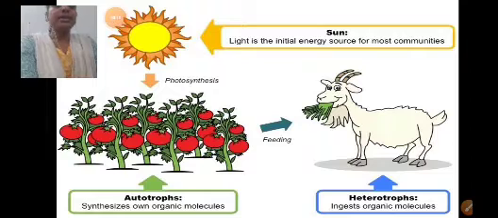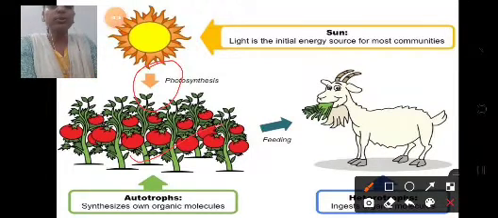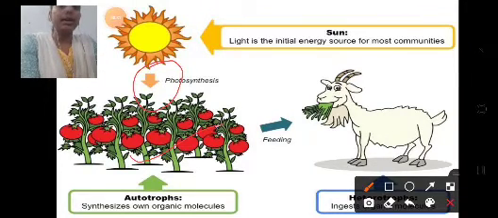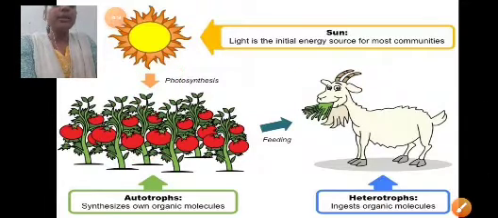Here you can see that the sun is the ultimate source of energy on the earth. Solar energy can be used only by autotrophs, and so autotrophs are able to synthesize their own organic molecules, whereas the heterotrophs are unable to synthesize their own organic molecules, so they depend on autotrophs for obtaining organic molecules. These organic molecules include the different types of nutrients that we take in the form of food.